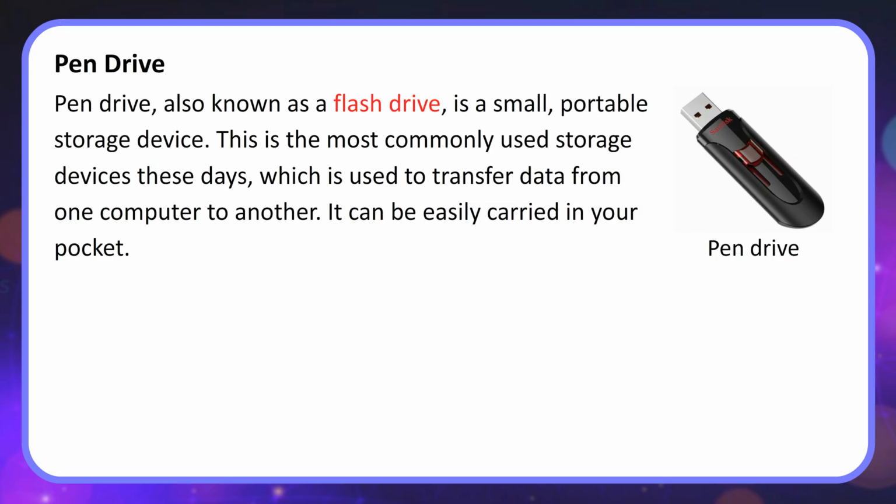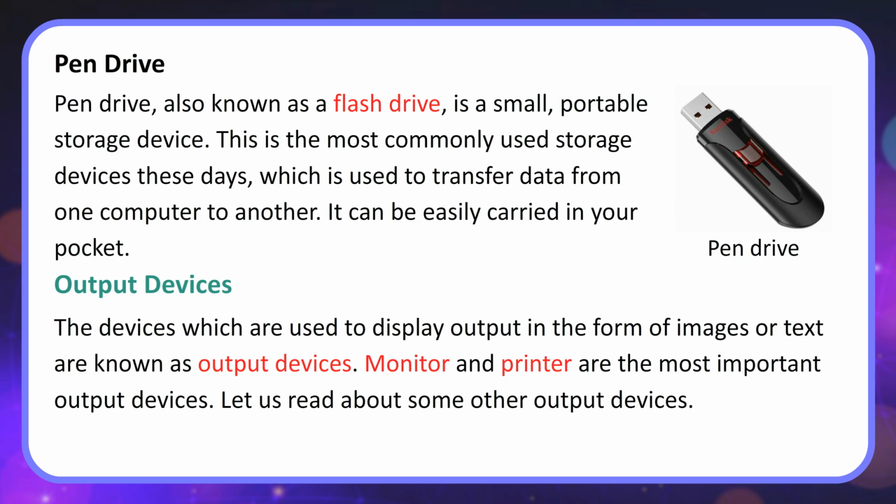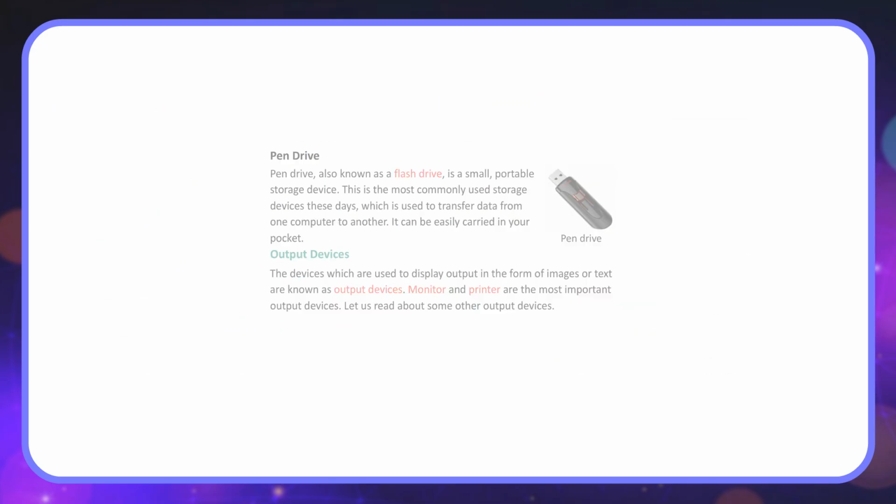Pen drive. Output devices. The devices which are used to display output in the form of images or text are known as output devices. Monitor and printer are the most important output devices. Let us read about some other output devices.